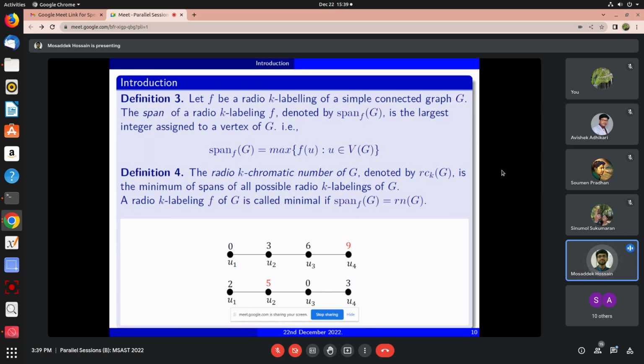Here we draw two figures. We take two paths of four vertices and give the labeling. In the first one, the highest coloring value is 9, and in the second one it is 5. So the optimal coloring is the second one.